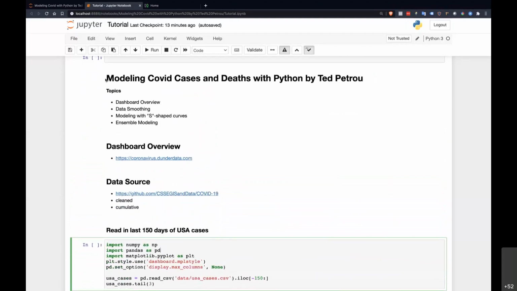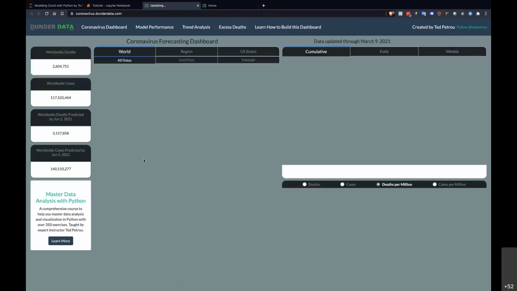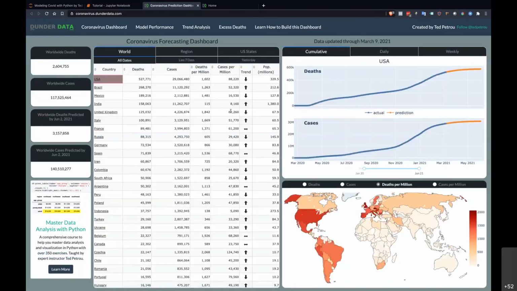All right, so in this tutorial, I'm going to cover how I modeled COVID cases and deaths. To see the model, go ahead and click on this link, coronavirus.dunderdata.com. The dashboard is fairly simple and for the most part self-explanatory, but I will go ahead and cover it. On the left side is the table, which has a summary of all of the deaths and cases, deaths per million, and cases per million.